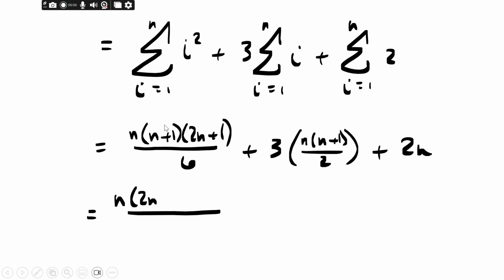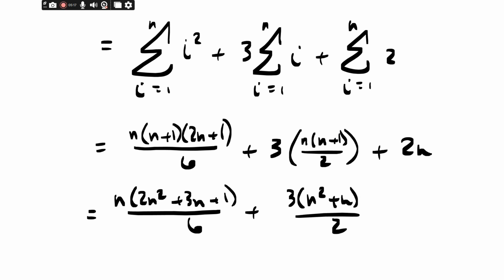Let me do that. So n times 2n makes 2n squared. Then I got n times 1 and 1 times 2n make a 3n plus 1. And this one's going to be n times n and n times 1. That's easy enough. And I got my 2n at the end.